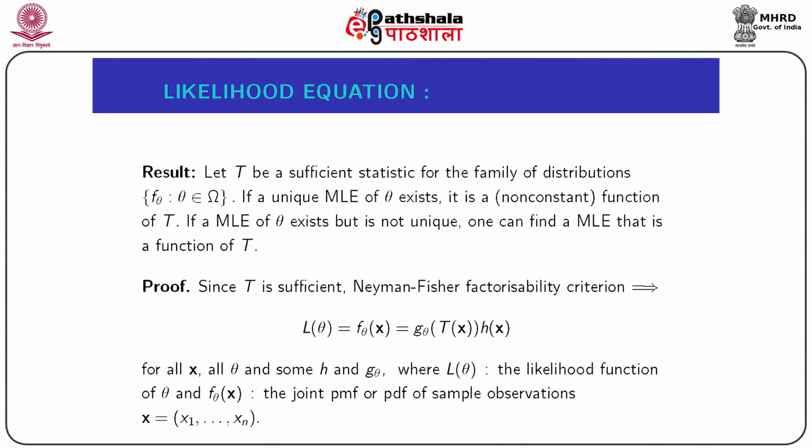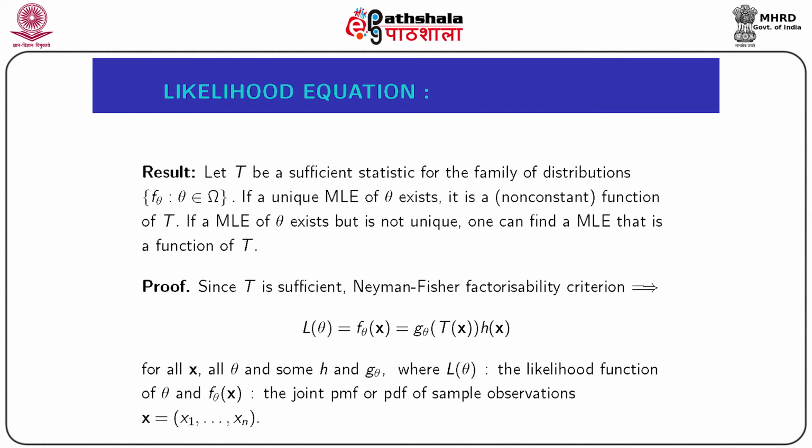Next we go to an important result related to the likelihood equation. Let capital T be a sufficient statistic for the family of distributions f_theta, theta belongs to the parameter space omega. If a unique maximum likelihood estimator of theta exists, it is a non-constant function of capital T. On the other hand, if a maximum likelihood estimator of theta exists but is not unique, one can find a maximum likelihood estimator that is a function of T.